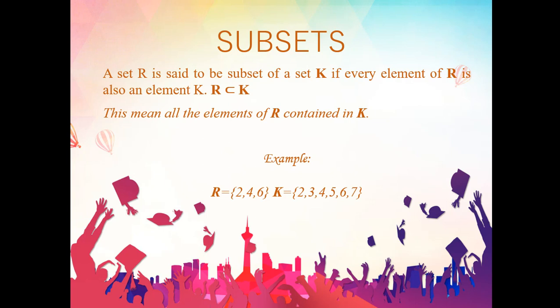Why? How? If all the elements of R are also elements of K, then we can say that set R is a subset of K. In some situations they can be equal as well.